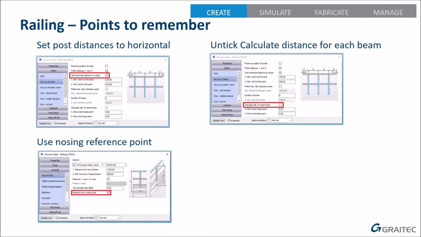If you want to keep control of the heights from the tread, you should have said yes to the option to pick a reference point during placing the railing, and then remember to tick this option here so that it actually measures from that reference point, not from the top of the stringer.